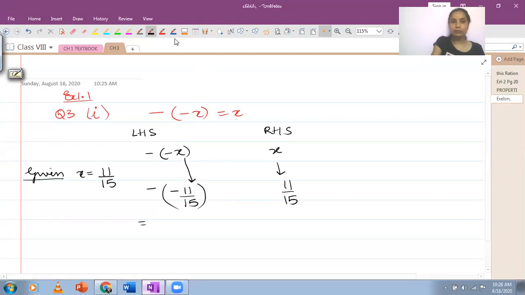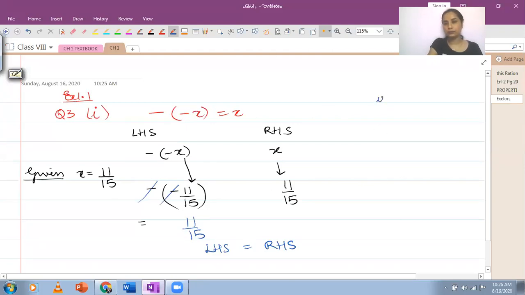So can I simplify my left hand side further? This negative gets cancelled with this negative. This becomes 11 by 15. So LHS is equal to RHS. This is what you have to do. You have to substitute the value and check that the answers of both sides match.